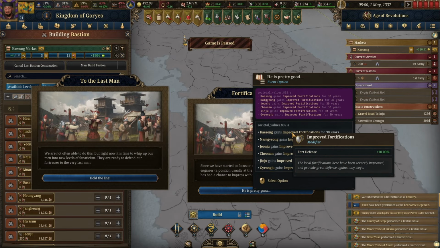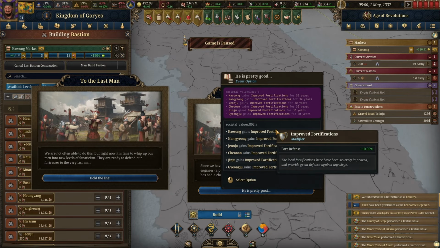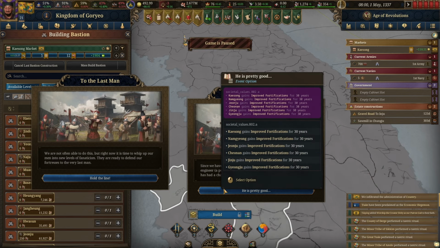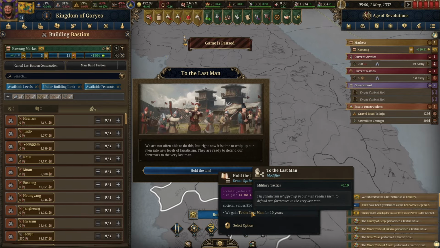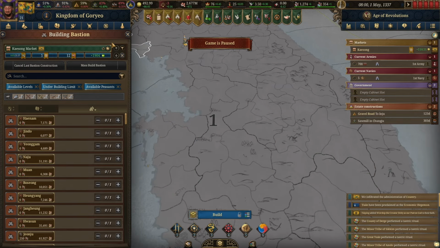They have Fortification Expert. This kind of does the opposite of that negative event for Offensive, where this one increases the fort defense of a bunch of your forts, but only by a paltry 10 as opposed to the massive -50 that they lose in the offense branch. And then you have To the Last Man, which gives military tactics +0.10 for 10 years, which basically means your army would survive longer and be able to withstand more damage. Pretty nice events overall for defensive.